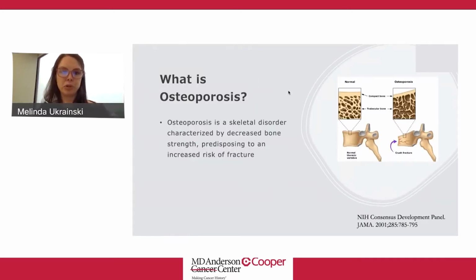So what is osteoporosis? Osteoporosis is a skeletal disorder. It's characterized by decreased bone strength, which predisposes to an increased risk of fracture. So bone strength is determined by bone density and bone quality. Osteoporosis occurs when bone resorption exceeds bone formation, and that results in a net loss of bone. So as you can see in the image here, normal bone versus osteoporotic bone, there's significantly more space between the bone in the osteoporotic patients, and that does increase the risk for fracture.